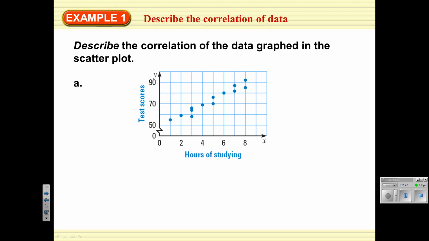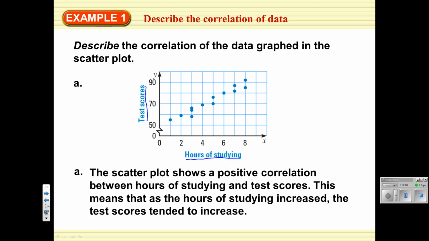All right, so example 1 is talking about just describing the correlation of the data. Obviously we can look at this and notice our x is our hours of studying, and this is our test scores. So we notice that there is a positive correlation between hours of studying and test scores. The more studying you do for a test, it should make sense that the test scores would also increase. So as hours of studying increase, the test scores increase. Positive correlation.